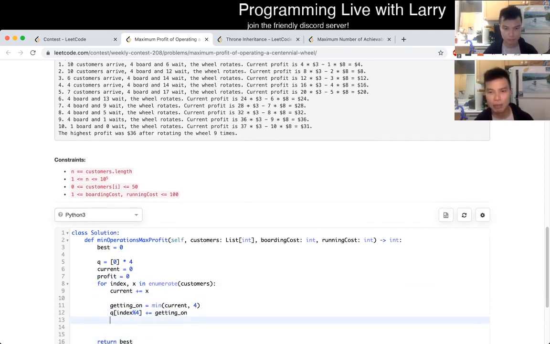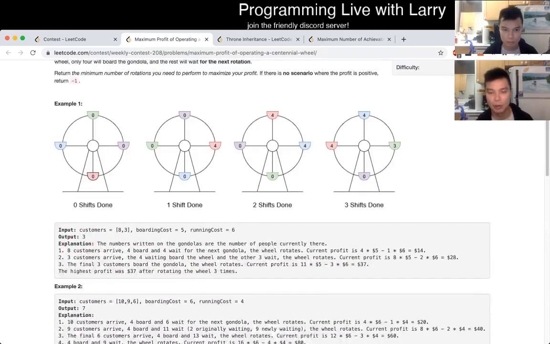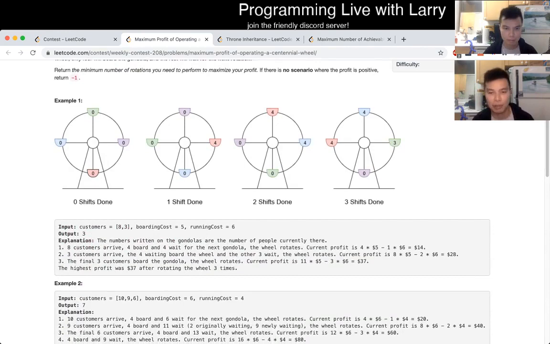Which is we keep a running profit, which is the key part of this problem. It's just that you don't have to calculate everyone from scratch. You just keep the profit of people getting on, and then minus the running cost of each loop, or not even loop, but partial loop, one partial spin, if you will.